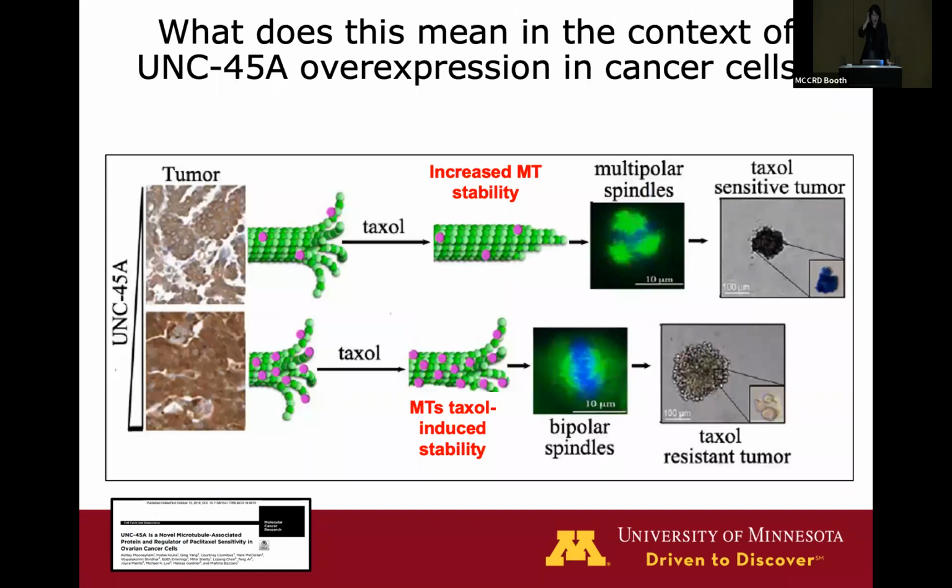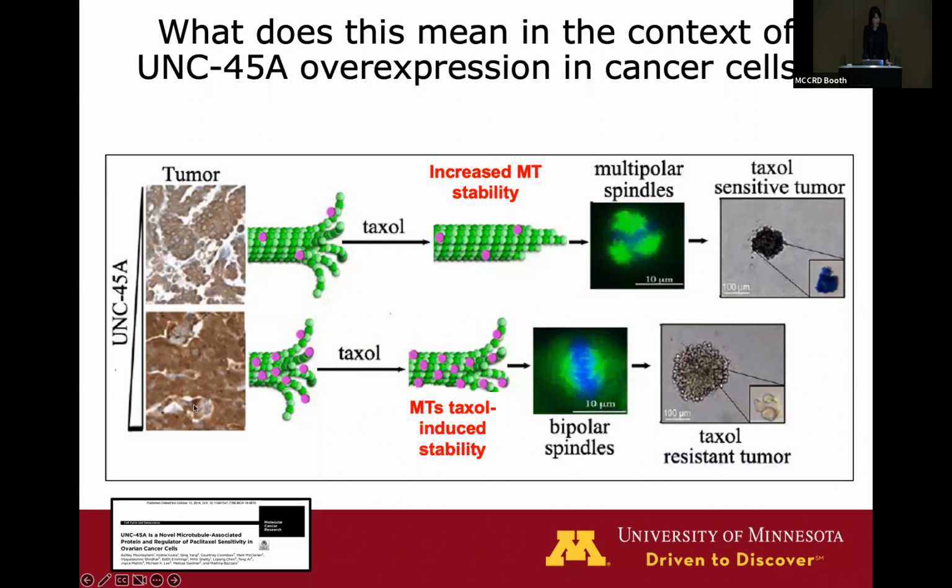And so what does that mean in the context of ANC45 overexpression in cancer cells? Well, we think it means that when you have a tumor that has a relatively low level of ANC45, you have taxol. Taxol causes an increase of microtubule stability. The cells do what I showed you the cells do in the presence of taxol. They divide on multipolar spindles, and that will cause a number of cells over multiple cell divisions to die.